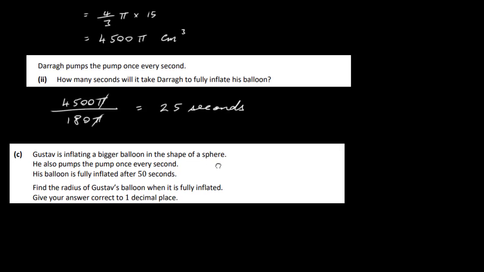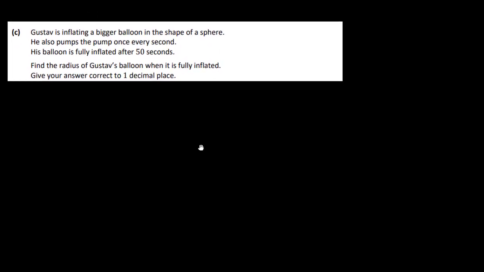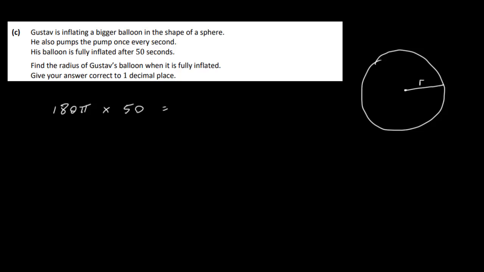Okay, next part then. Gustav is inflating a bigger balloon in the shape of a sphere. So again, we've got a bigger balloon this time in the shape of a sphere, which has a certain radius. And we've actually got to find this radius in this question. He also pumps the pump once every second. His balloon is fully inflated after 50 seconds. So that means each cylinder pump is 180 pi cubic centimeters. He's going to do this 50 times, so we've got to multiply that by 50.